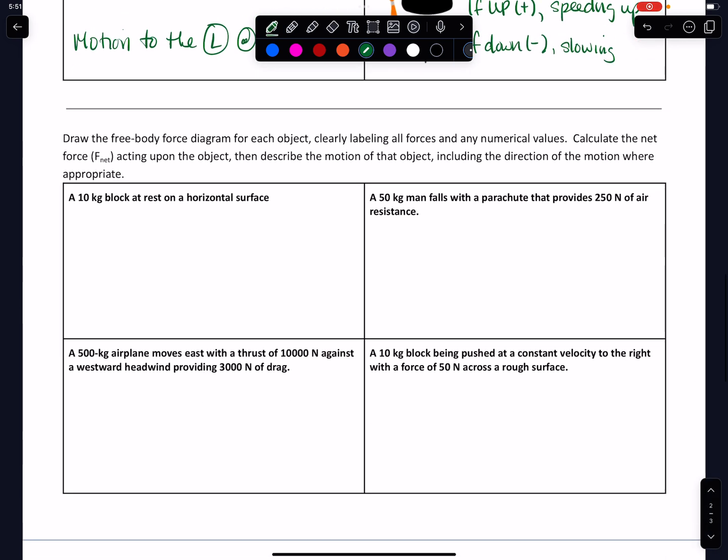Last but not least, it's kind of a combo. We've got some information. We're going to draw the diagram, and then we're going to fill in all of the numbers that we can based on the description. If we need to, we can describe that motion as well.